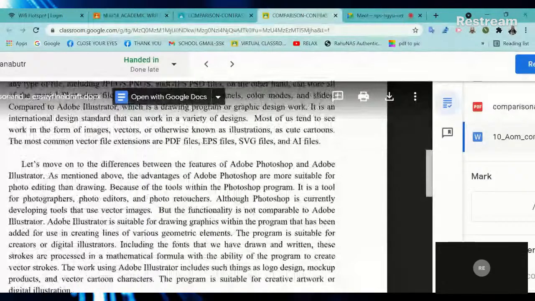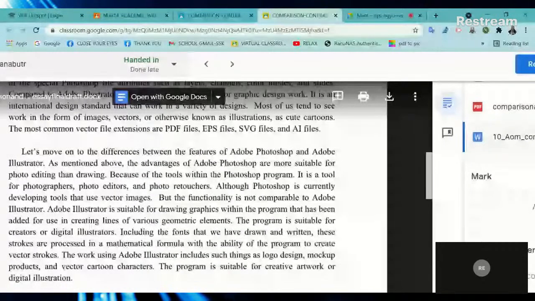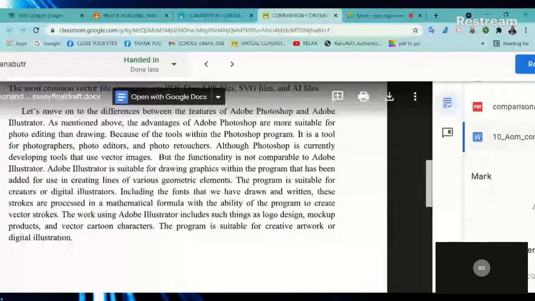Let's move on to the differences between the features of Adobe Photoshop and Adobe Illustrator. As mentioned above, the advantages of Adobe Photoshop are more suitable for photo editing than drawing because of the tools within the Photoshop program. It's a tool for photographers, photo editors, and photo retouchers. Although Photoshop is currently developing tools that are better for images, the functionality is not comparable to Adobe Illustrator.